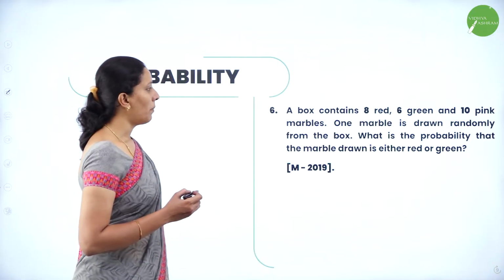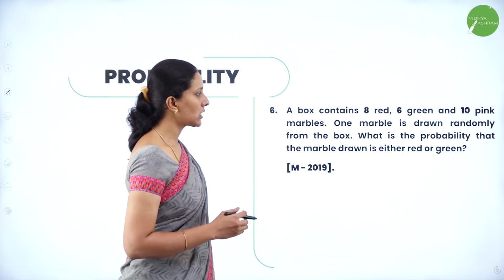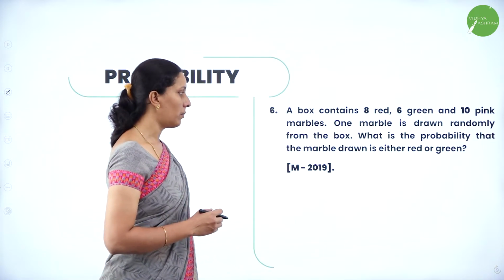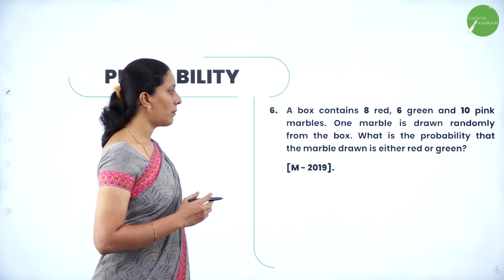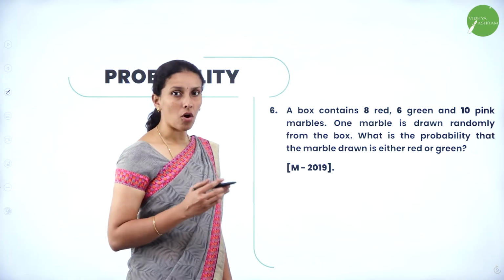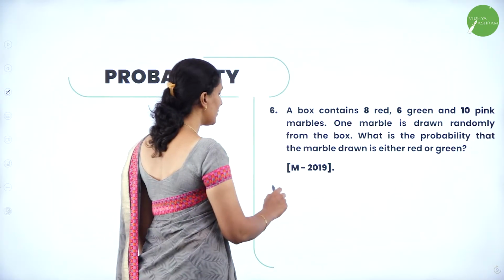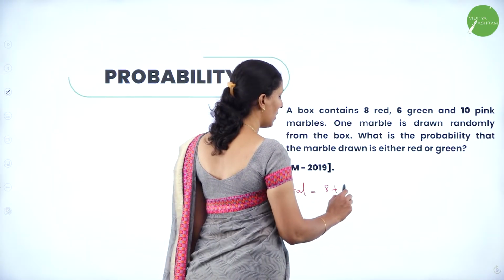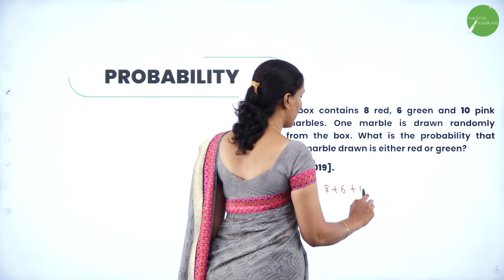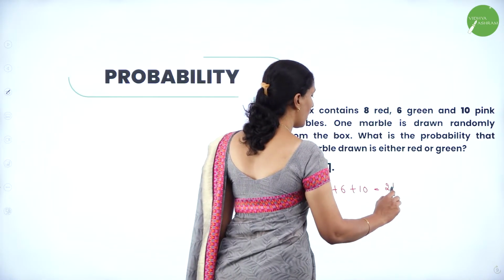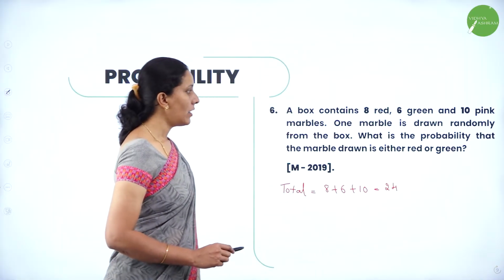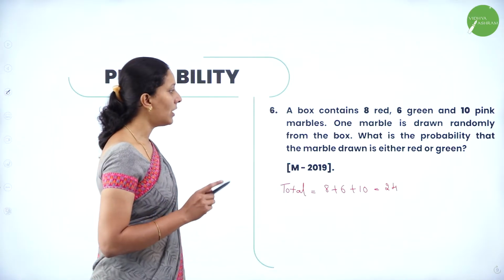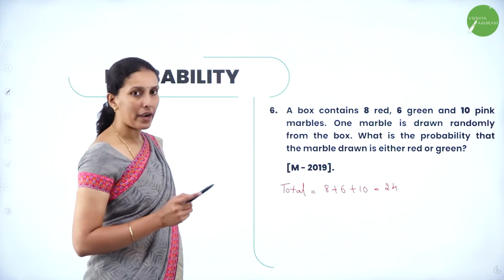Next, a box contains 8 red, 6 green and 10 pink marbles. One marble is drawn randomly from the box. What is the probability that the marble drawn is either red or green? So, now here let's see the total number of marbles. That is, we have 8 plus 6 plus 10. So, total we have 24 marbles. And one marble is drawn here. So, therefore, we need to choose only one marble, and that marble should be either red or green.